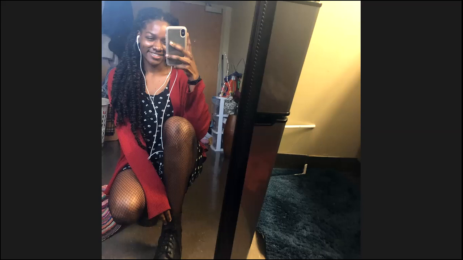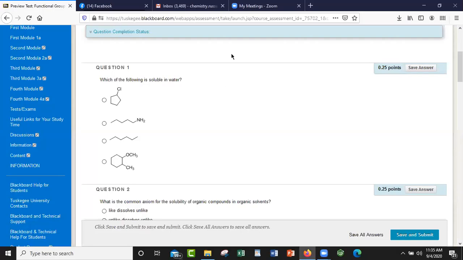So which of the following will be soluble in water? That's the first question on this post assessment. And what do you need for something to be soluble in water? Hydrogen bond. You need a ratio of what? 5 to 1. Right? Yes. That's carbon to what? Hydrogen bonding atoms.